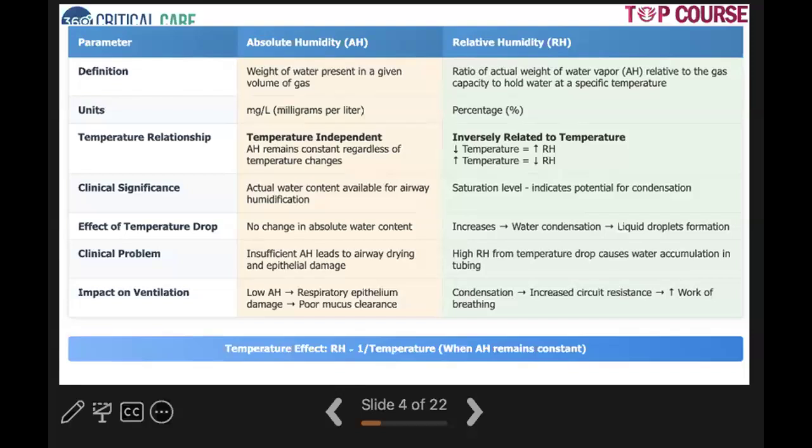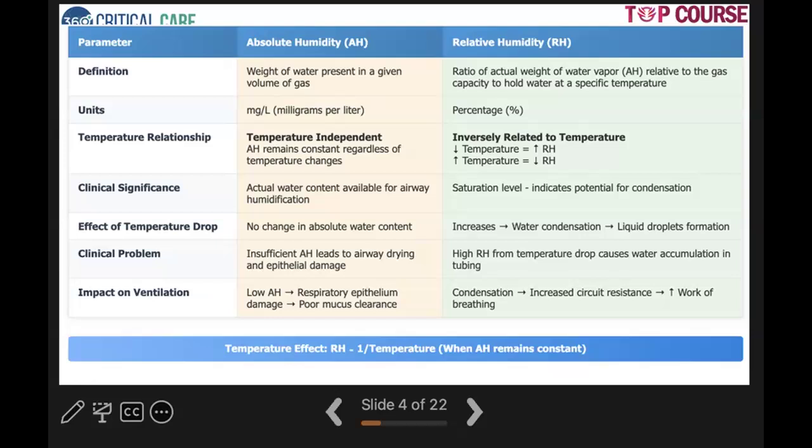But relative humidity is temperature dependent. Why? Because the water vapor condenses differently at different temperatures, right? So when the temperature is too low, there could be increased water vapor condensation. When the temperature is too high, there could be decreased condensation. So relative humidity is always temperature dependent.